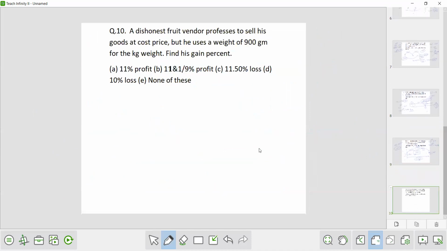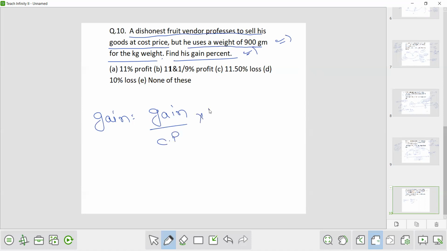Now the next question. A dishonest fruit vendor professed to sell his goods at cost price, but he uses a weight of 900 gram for the kg weight. Find his gain percent. So gain percent is how much? Gain by CP into 100.